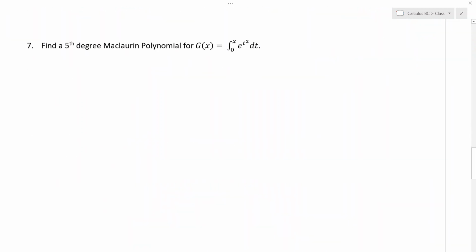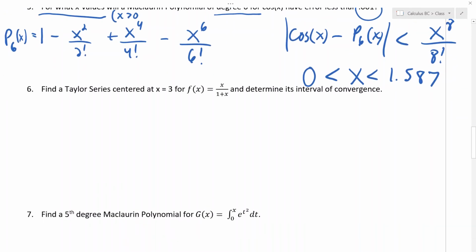The rest of these should be pretty straightforward. The arrow one's a little weird. Find a Taylor series for, this is a geometric thing, but I want it centered at 3, which means I need an x minus 3 at the end of this thing. So that's x over something plus x minus 3. What number do I need over there? I need a 4 to make it a 1 plus x, right? I don't want that 4 there. It has to be a 1, so we're going to factor out a 4.